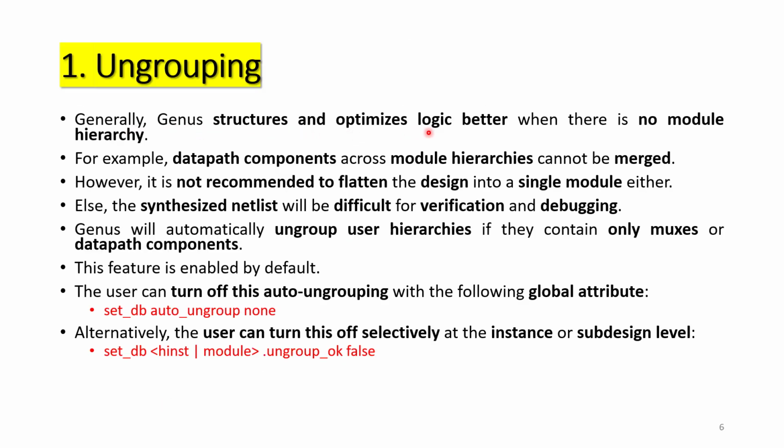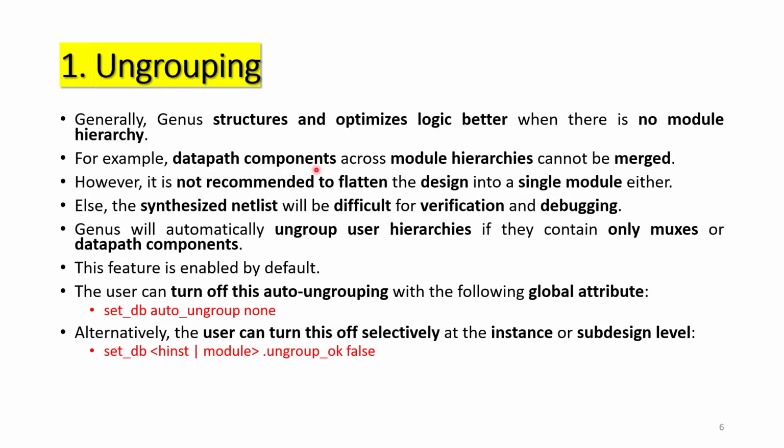Let us see what is meant by ungrouping. Generally, Genus structures and optimizes logic better when there is no module hierarchy. For example, a 4-bit ripple carry adder contains 4 full adders. This is called module hierarchy. But Cadence Genus structures and optimizes well when it is a flat design, meaning there is no hierarchical design. Like if you take an example of one half adder, it will have one XOR gate and one AND gate. Such designs have no module hierarchy. During that stage, it structures and optimizes logic better.